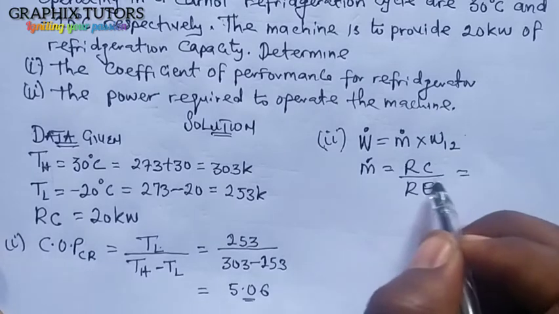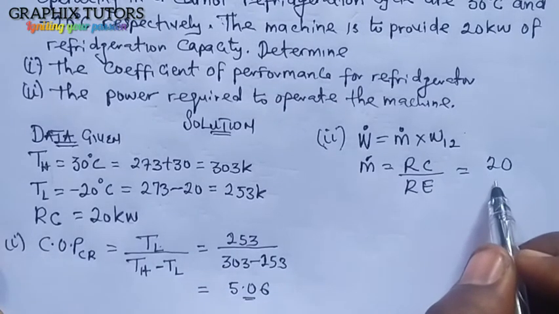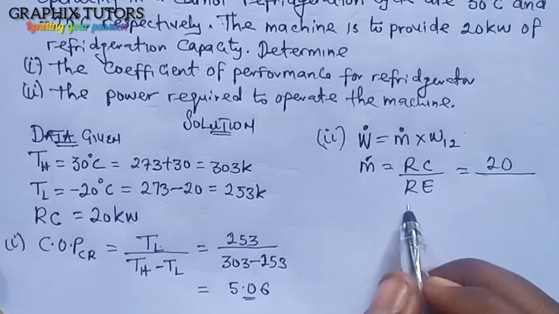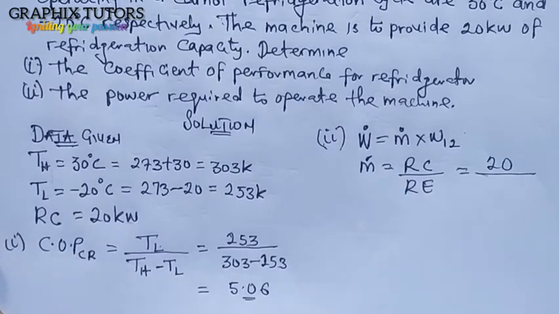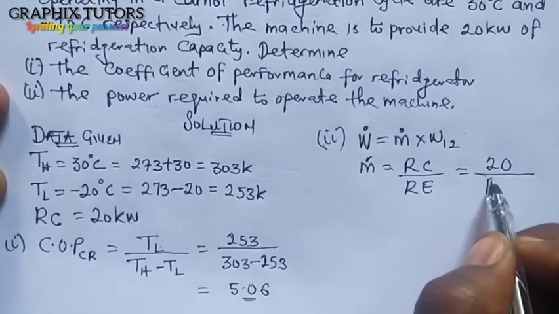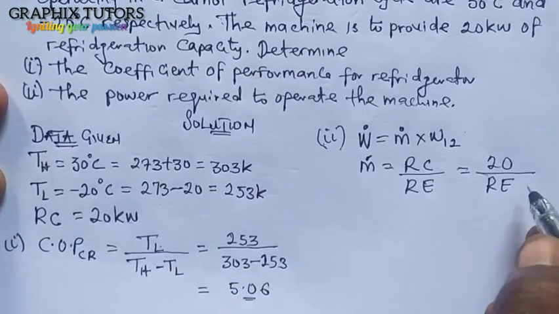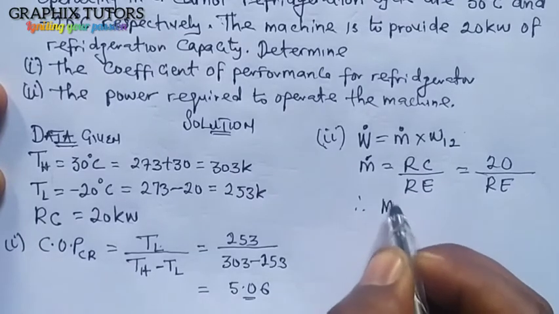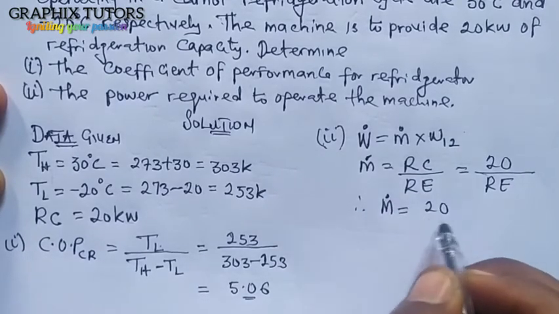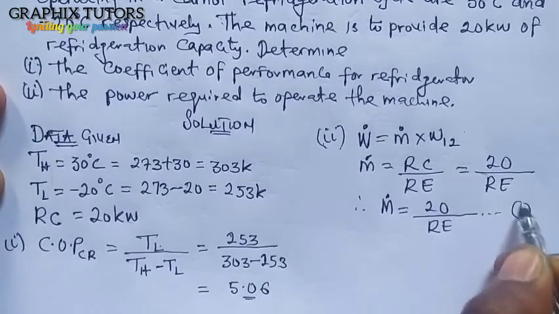Now the refrigeration capacity is given to be what? 20, and the refrigerating effect, where do you feel the effect? Where do you feel the cooling? It is at the evaporator. So that will be just this refrigeration effect at the evaporator, and we don't know what it is. So I will just call this, therefore my mass flow rate is equal to 20 all over refrigeration effect. I will term it equation 1.